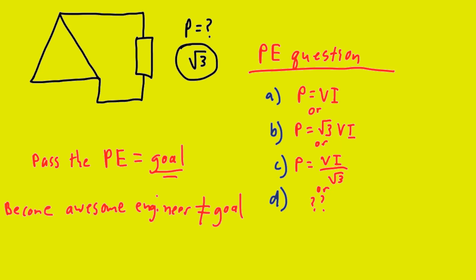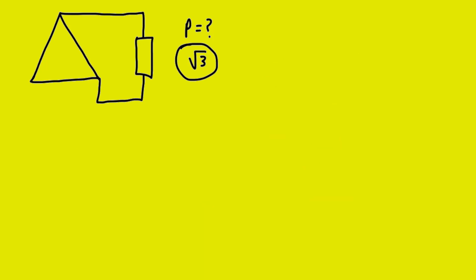Okay, so back to the problem. In this three-phase circuit, what is the power being consumed by the load? In order to identify how the root 3 is going to apply, we need to consider three factors. The first factor is going to be the source configuration. And we have two options. Either it's going to be Y or delta.